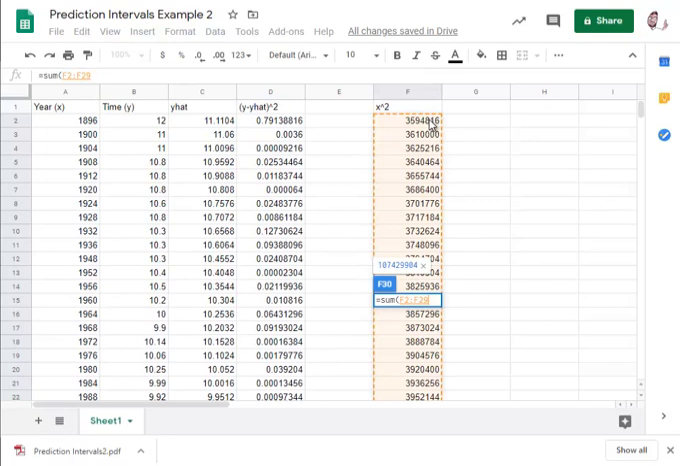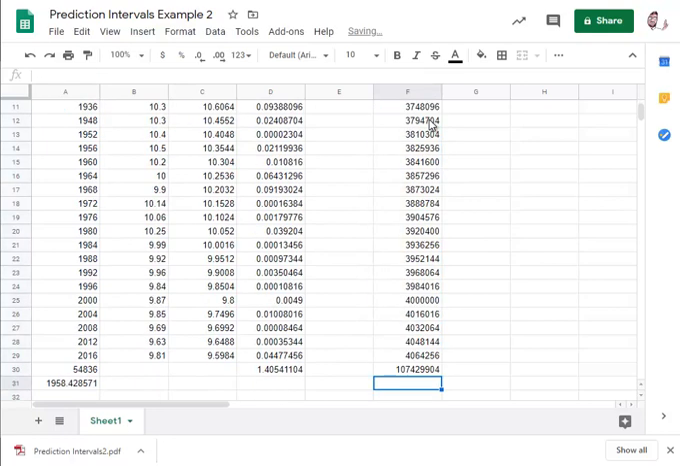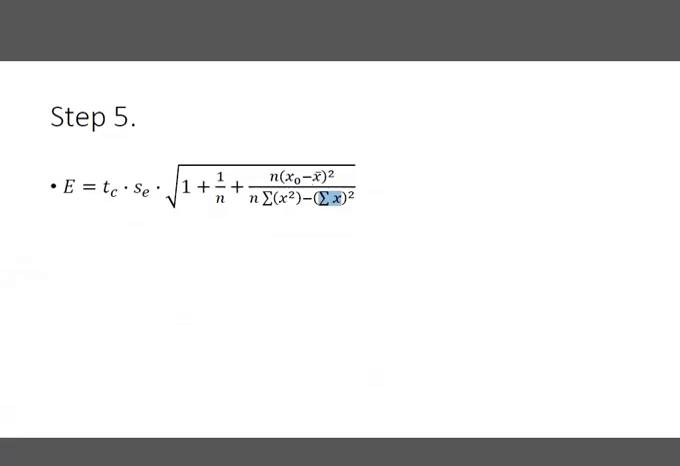Again, it's the sum of the X squareds. And we get 107,429,904. Big number, but good news, again, we're going to have a calculator take care of this. We don't have to do this by hand. Thank goodness. Anyway, so let's plug these into our equation here and make sure everything's in the correct spot.